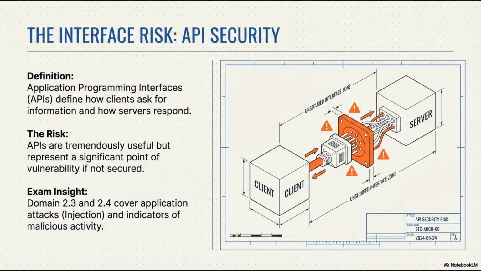Now, the interface risk is in API security. APIs define how clients ask for information and how servers respond. The risk arises because APIs are tremendously useful, but they represent a significant point of vulnerability if they're not secured. Domains 2.3 and 2.4 cover application attacks, injection, and indicators of malicious activity.